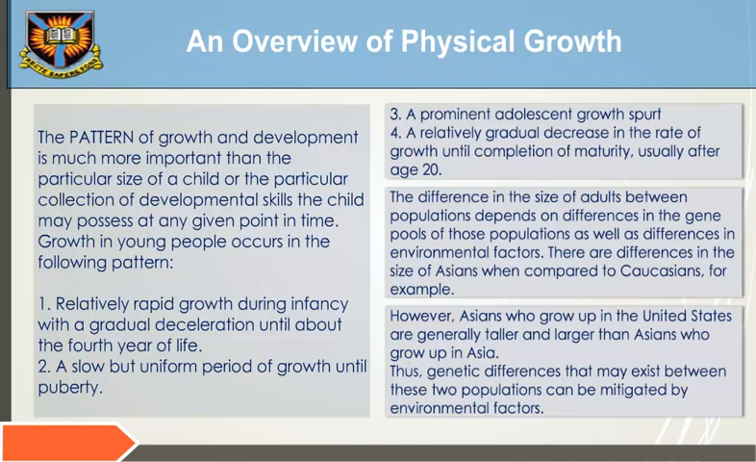The difference in the size of adults between populations depends on differences in the gene pools of those populations as well as differences in environmental factors. There are differences in the size of Asians when compared to Caucasians, for example. However, Asians who grow up in the United States are generally taller and larger than Asians who grow up in Asia. Thus, genetic differences that may exist between these two populations can be mitigated by environmental factors.